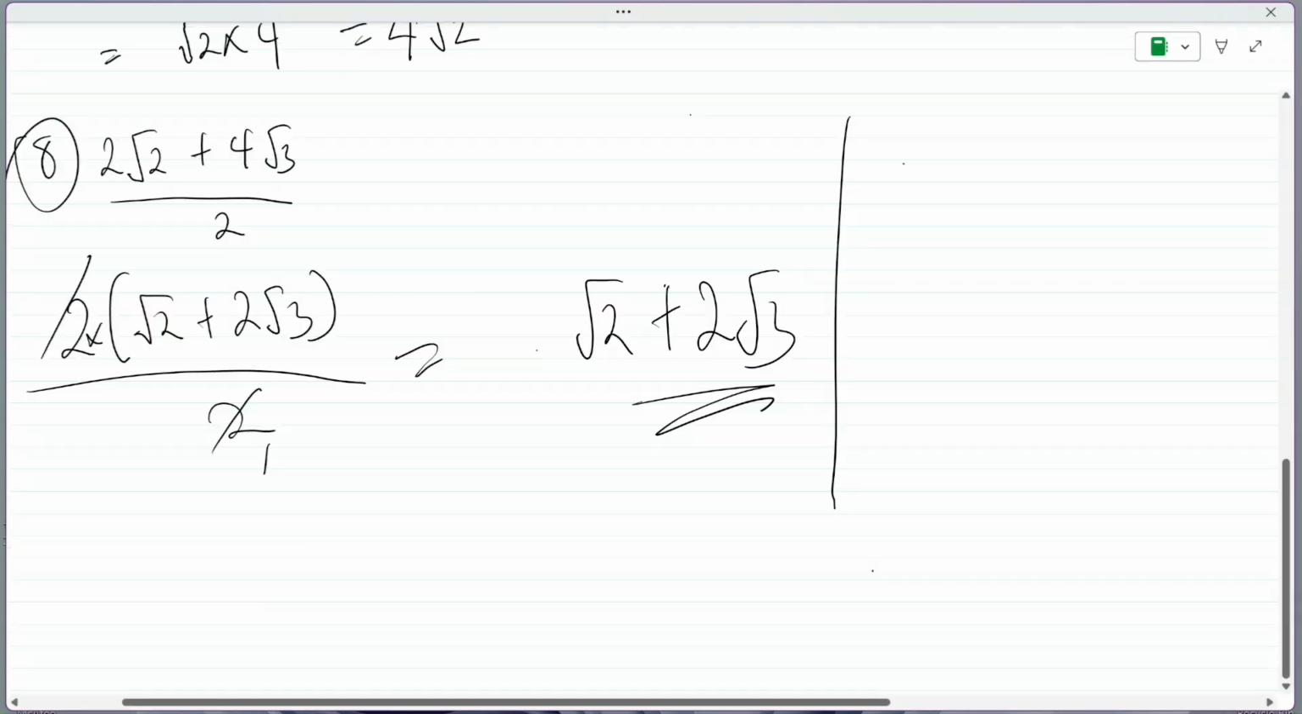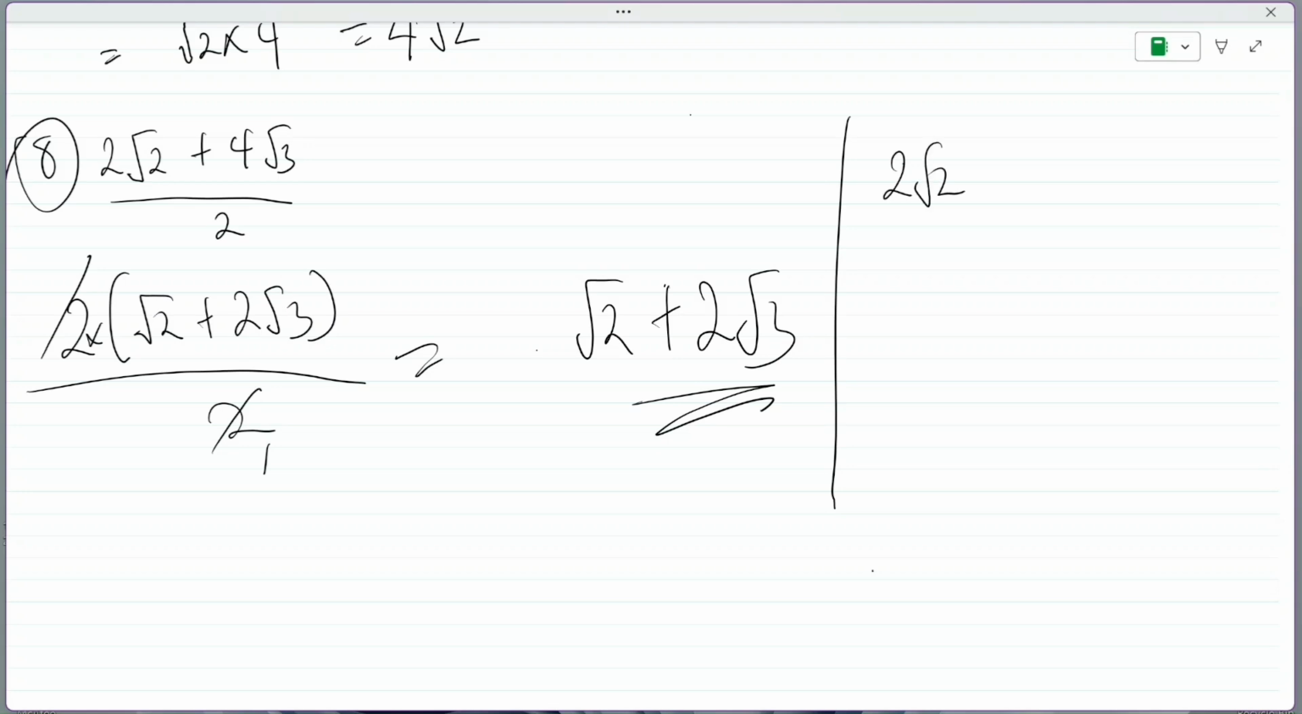You can also take question 8 from this angle where you have 2 root 2 plus 4 root 3 over 2. This 2 will cancel this 2, 1, you'll be left with 1 here. And this same 2, since they are linked by addition, and even if they are linked by subtraction, you still do the same thing. These 2 will also have to work on this 4.